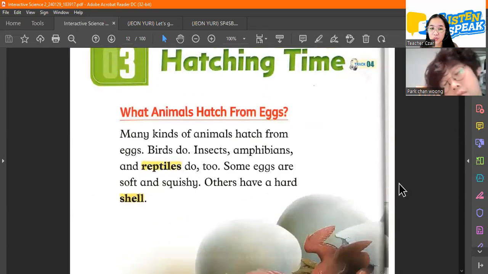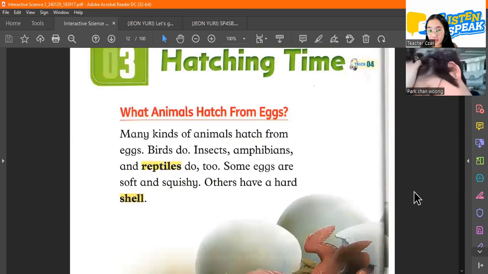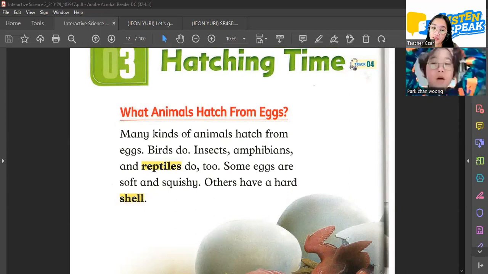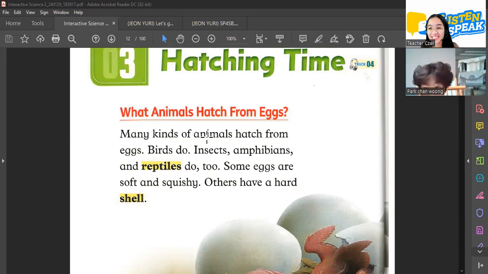So now let's already have unit three, where you will be having a hatching time. Okay, so what animals hatch from an egg? I said ostrich and bird and frog. Okay, so thank you. So many kinds of animals hatch from an egg, like what you said: birds, insects, amphibians, and reptiles do too.